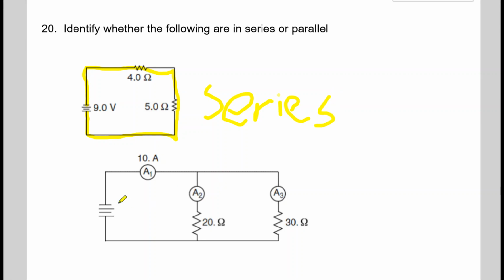All right, and my other one, we have some ammeters. We can ignore those for now. We have a 20 ohm and 30 ohm resistor. We can imagine if we left the battery, we would come to this point right here, and then we'd have to decide whether we're going to go through the 20 ohm or through the 30 ohm. That means these guys are in parallel. If we go through the 20 ohm, then we go back to the battery, or another electron will go through the 30 ohm and then go back to the battery. This one is parallel.